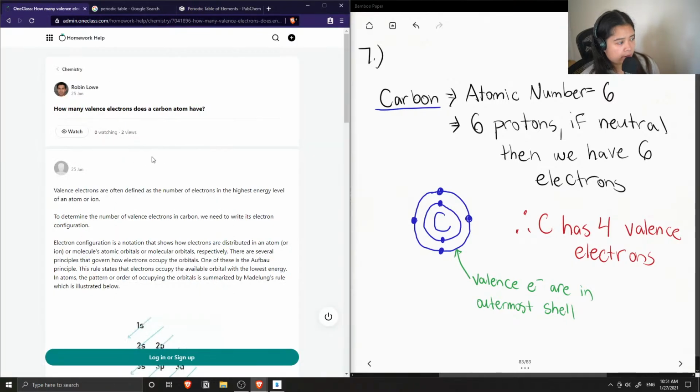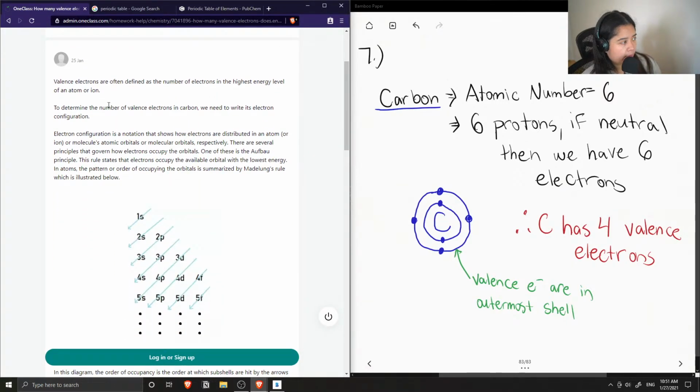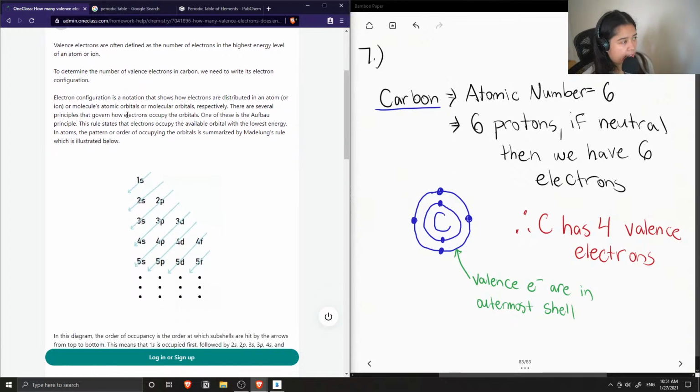Okay, so now let's see what the junior tutor said. Valence electrons are often defined as the number of electrons in the highest energy level of an atom or ion. To determine the number of valence electrons in carbon, we need to write its electron configuration. So this is another method of answering this question. Electron configuration is a notation that shows how electrons are distributed in an atom or ion or molecule's atomic orbitals or molecular orbitals respectively.